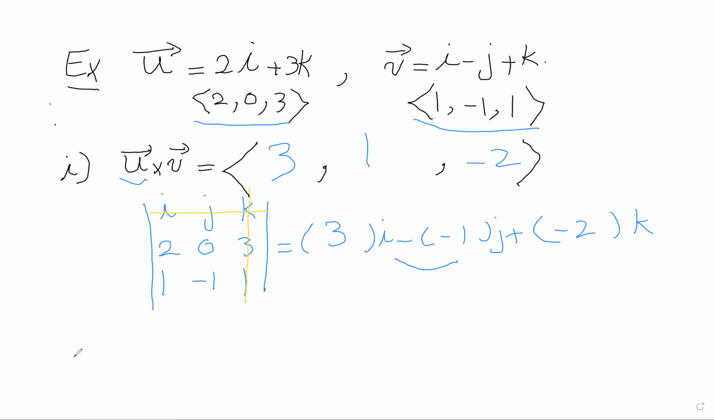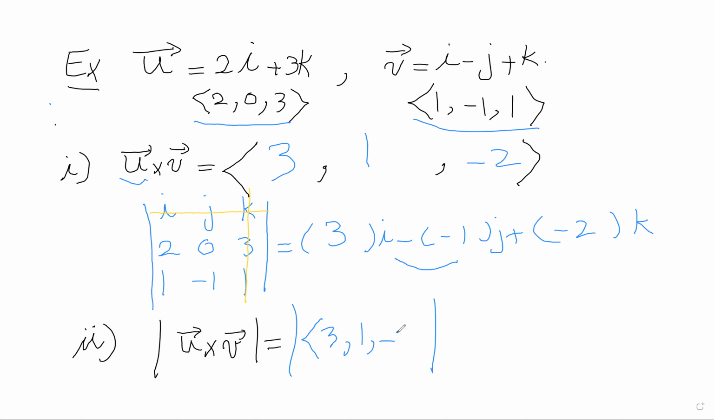In part 2 of this example, I want to find the length of U cross V. We already found U cross V, so it's easy to find the length of that. It's going to be the length of the vector 3, 1, negative 2, and the length of this vector is radical of 3 squared plus 1 squared plus minus 2 squared, which gives us radical 14.